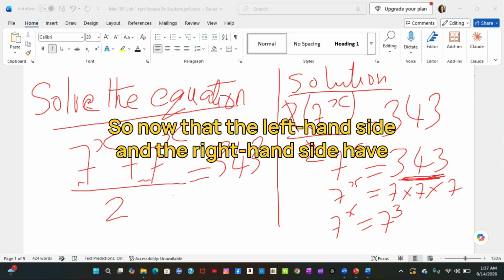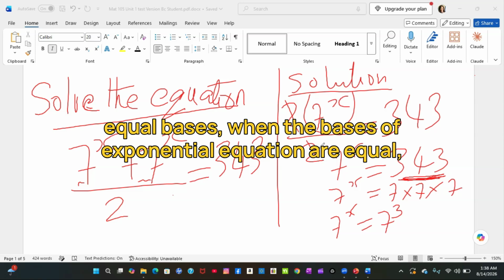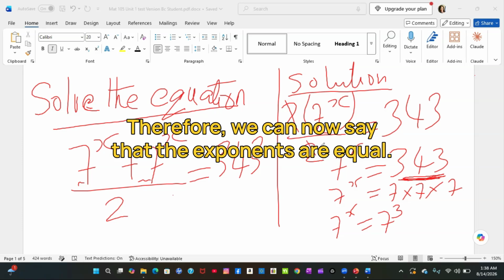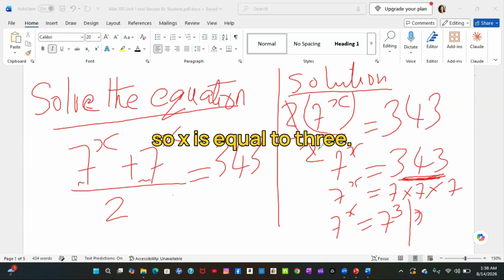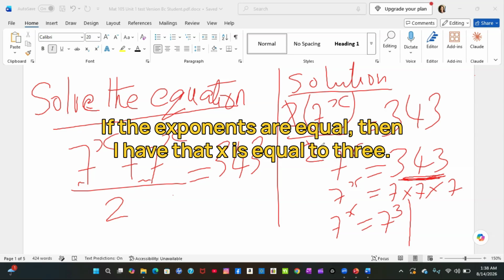Now that the left-hand side and the right-hand side have equal bases, when the bases of an exponential equation are equal, then the exponents are equal. Therefore, we can now say that the exponents are equal: x is equal to 3. If the exponents are equal, then I have that x is equal to 3.